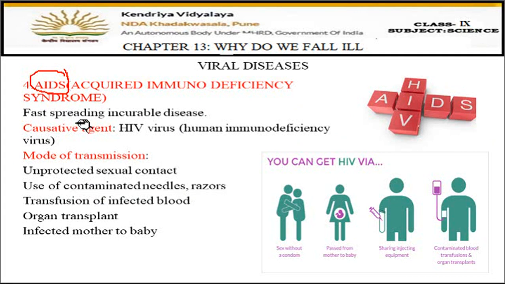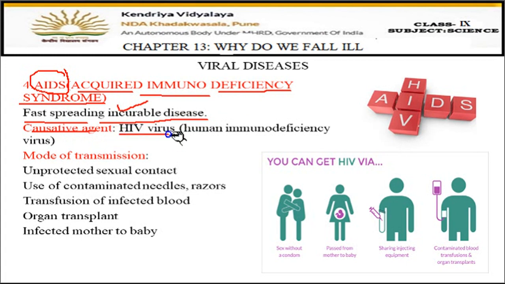Let us first discuss the full form of AIDS. A stands for acquired, I stands for immuno, it is not immune, immuno, D stands for deficiency, and S stands for syndrome. Acquired immunodeficiency syndrome. It's a very fast spreading incurable disease. Note that it's an incurable disease. There is no treatment for AIDS. And the causative agent is the HIV virus.